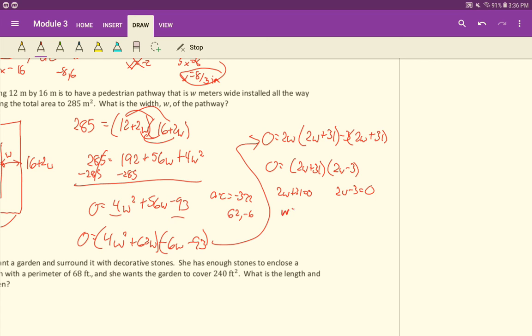And solve, we get W equals negative 31 over 2 here. We get W equals 3 over 2. So throw the negative 31 over 2 out. Positive 3/2 is the way to go. And again, that's in meters.